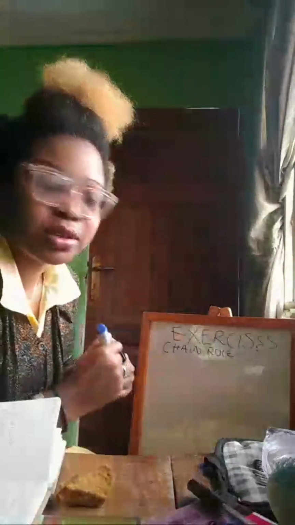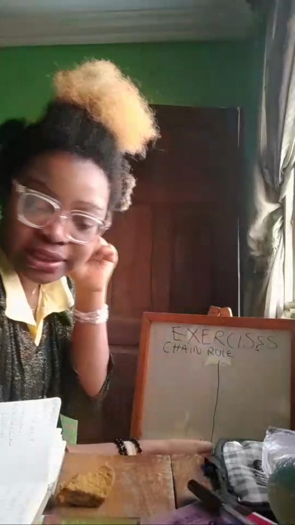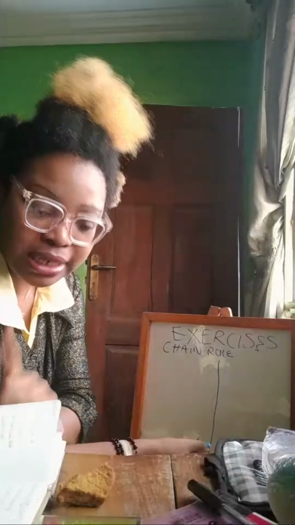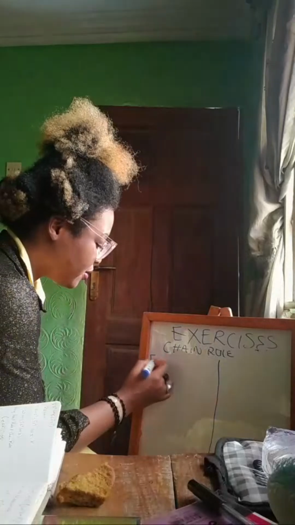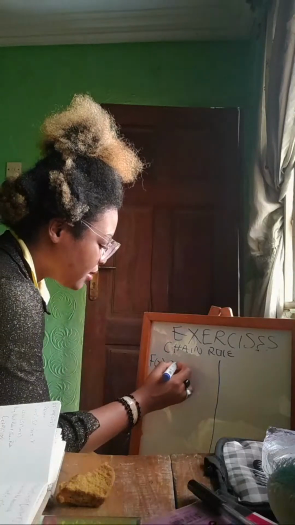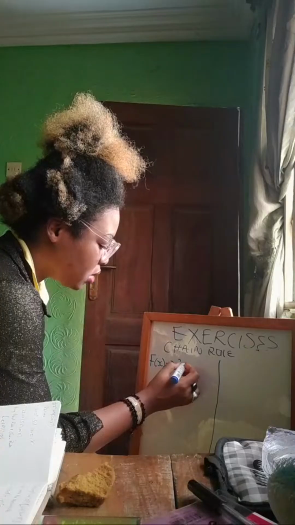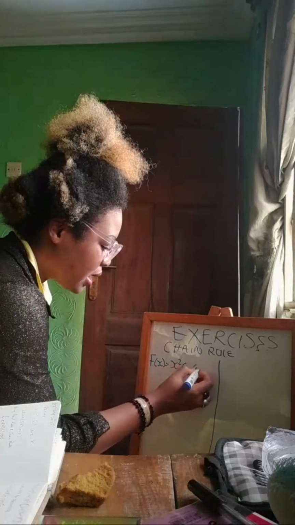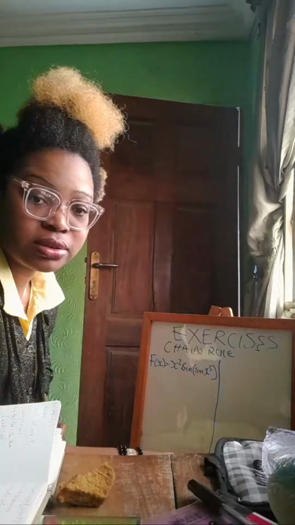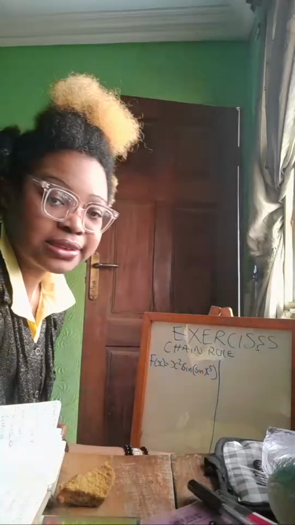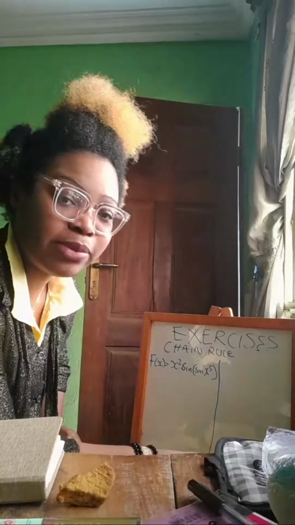Yes, let's continue. Let's rewrite the question and solve it. The question is f of x equals x squared into sine of sine x raised to power 5. That's the question. So we're going to restart it again. Let's see if I'm able to find my feet.